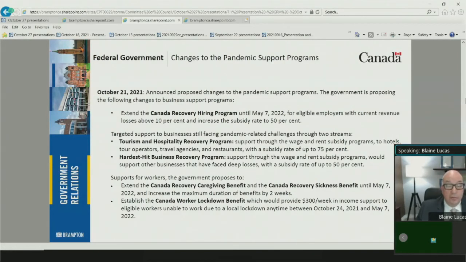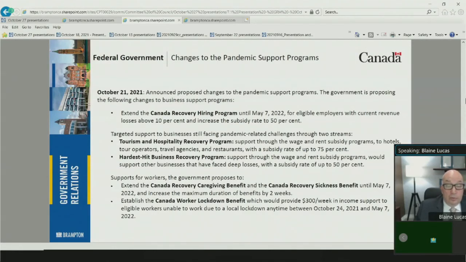Okay. On October 21st, the Canadian government announced changes to the federal pandemic support programs. The existing programs such as the Canada Recovery Hiring Program, the Canada Recovery Caregiver Benefit, and the Canada Worker Lockdown Benefit are being extended to May 7th of 2022. The government also introduced targeted support to business operations that continue to face pandemic-related challenges. The two identified streams include the Tourism and Hospitality Recovery Program and the Business Recovery Program for industries that were hardest hit during the course of the pandemic.